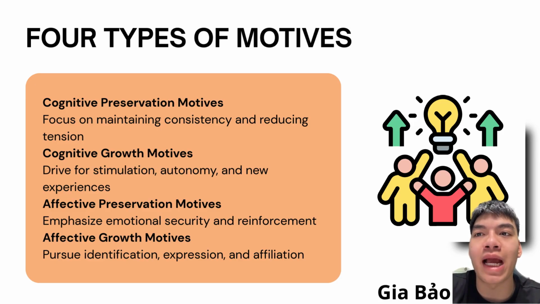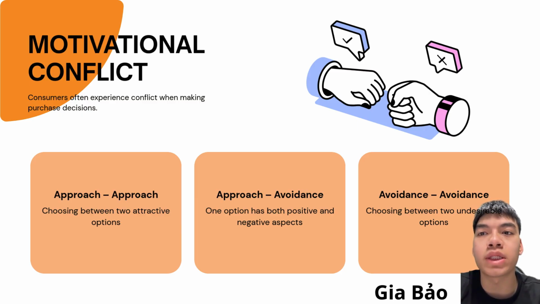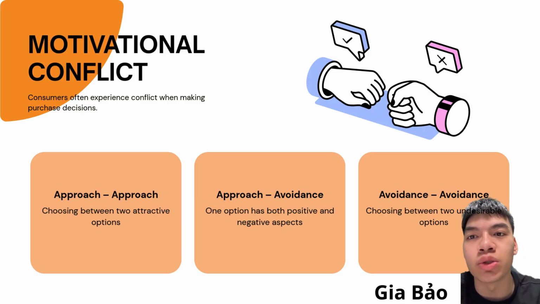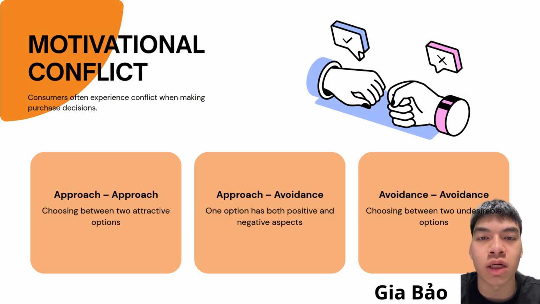Focusing more on McGuire's theory, motives can be divided into four types. They include cognitive and affective motives, as well as preservation and growth motives. Together, these motives help explain different consumer decisions. Another important part is that consumers may experience motivational conflict when making a decision. For example, this includes choosing between two attractive options, options with both positive and negative aspects, or two unattractive options.